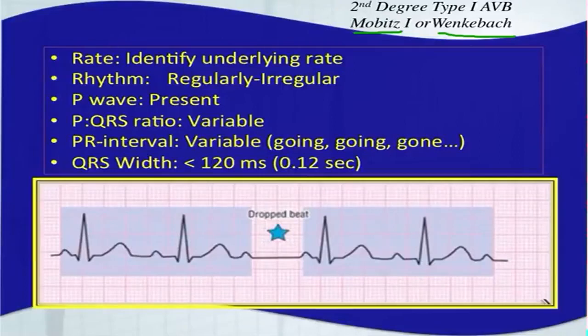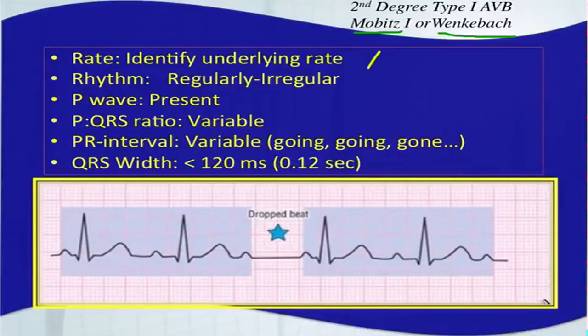So again, you're going to identify the underlying rate. Okay, the rhythm should be regularly irregular. It's going to have some sort of pattern. Now these Wenckebach or Mobitz 1 type rhythms are typically transient. They don't last a whole long time. They're either going to go away and your underlying rhythm is going to return, or they're going to progress into a worsened AV block. So it's a transient rhythm. It doesn't really last very long usually.